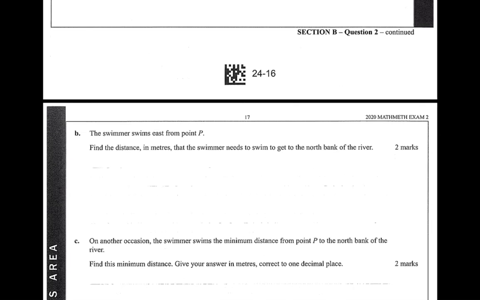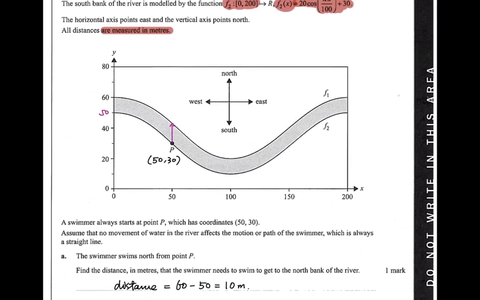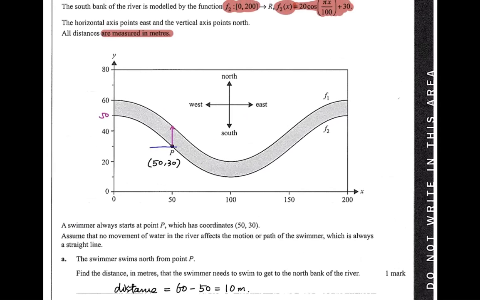The swimmer swims east from point P. Find the distance in meters that a swimmer needs to swim to get to the north bank of the river. If the swimmer swims east from point P, then it's a horizontal movement to get to the north bank. Let's label this one as Q, R, S. So we want to find the coordinate of Q. But how could we do that? The blue line has the equation y equals 30.